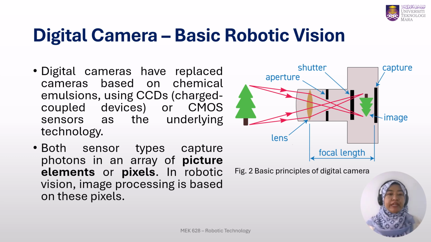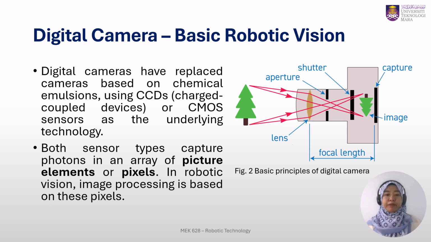So let's begin with the history of the digital camera, which is the basic of robotic vision. Before we had digital cameras, early scientists used something called a camera obscura. Think of it like a natural pinhole camera. It projected an upside down image onto a surface. This basic idea of light forming an image laid the foundation for modern vision sensors used in robotics nowadays.